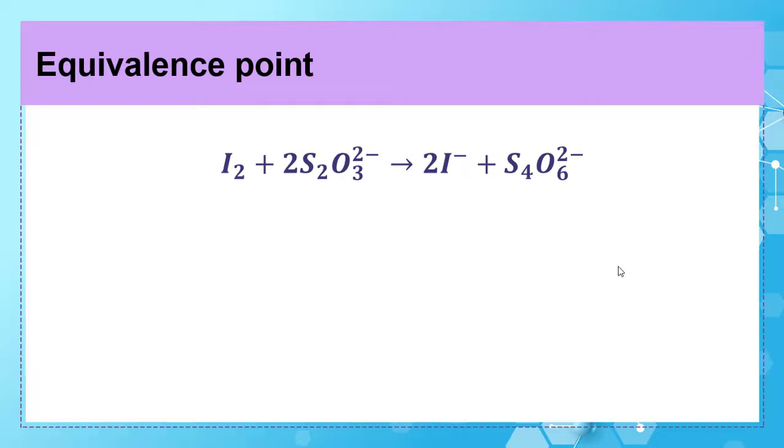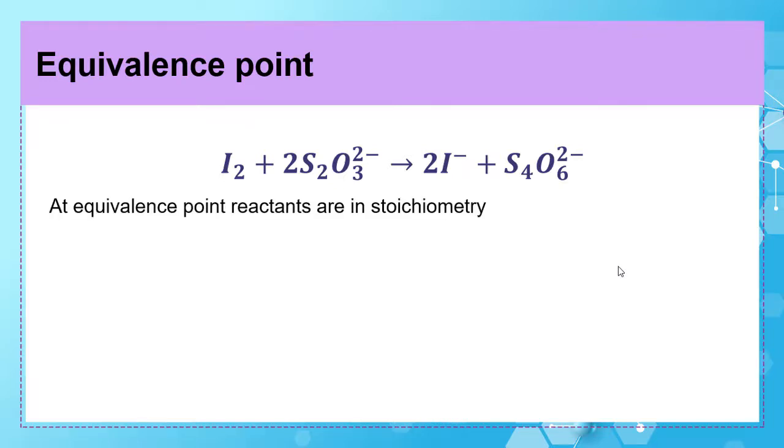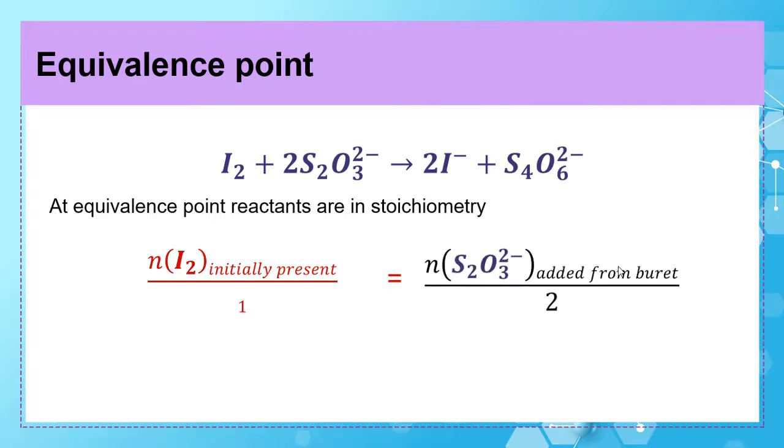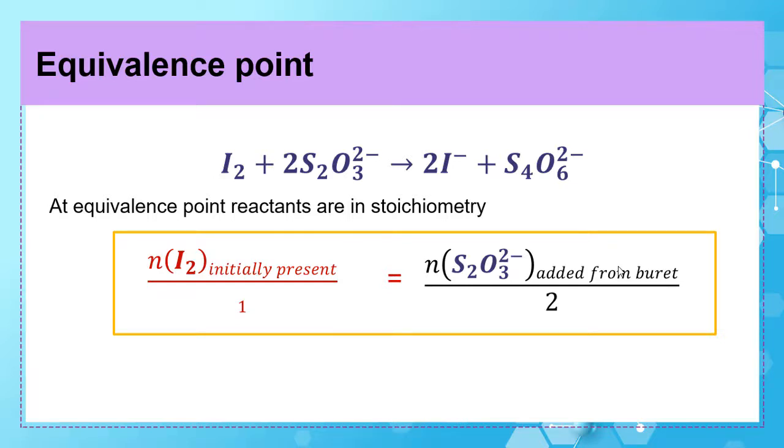According to this equation, for the calculation, we say at the equivalence point reactants are in stoichiometry. Therefore, the ratio n of I2 initially present over 1 is equal to the ratio n of S2O3 2- added from the burette over 2. So the calculation is done by taking these two ratios equal.